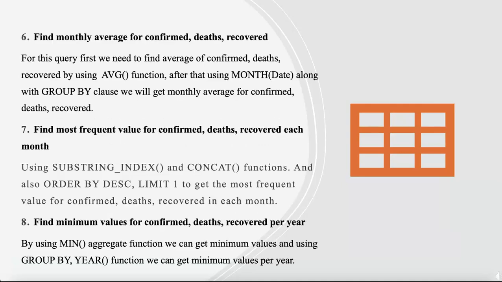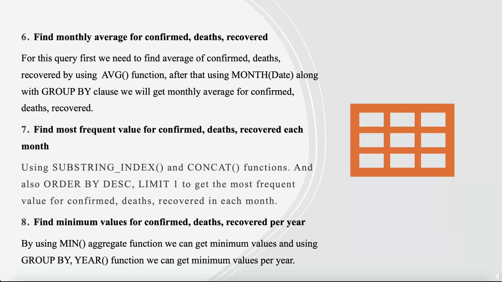Now coming to the sixth question, it asks to find the monthly average for confirmed, deaths, recovered. So I used average to get the average for these three columns, and since they asked for monthly, I used the month function, and then we group these by the group by clause so that we can get the average for confirmed, the average for deaths and the average for recovered.